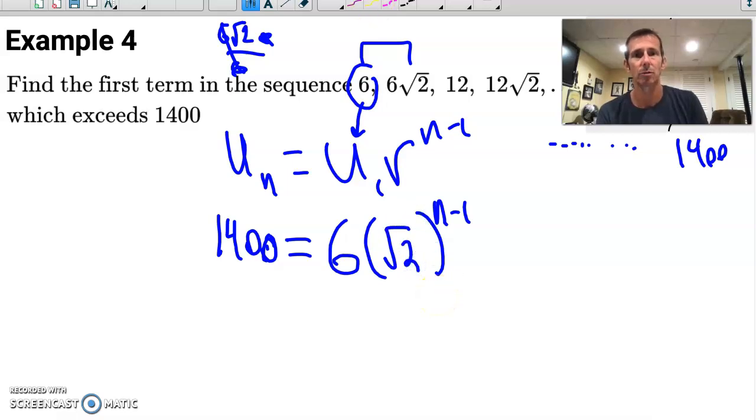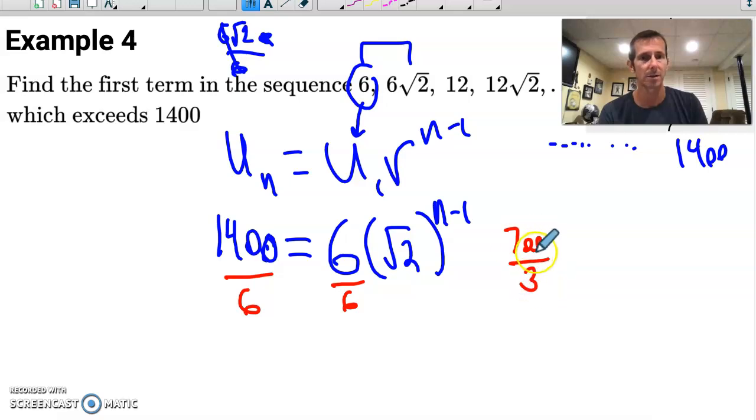Now I'm going to solve this for n minus 1. This is the only thing being raised to the n minus 1, so I'm going to divide by 6. There we go. 1400 divided by 6. I don't think 6 goes into 1400, but 2 definitely goes into both of those. So 2 goes into 1400 700 times over 3. I don't want a decimal here because it's going to get messy because of this square root of 2 business.